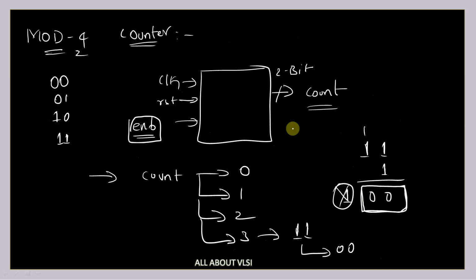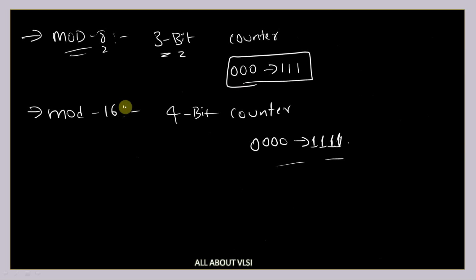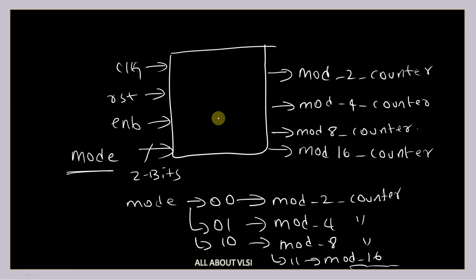In our previous session, we started with your mod 4 counter design, where we saw how to design this counter, and how to design your mod 8 counter and mod 16 counter. We also tried to design a model which behaves as a mod 2, mod 4, mod 8 and mod 16 counter, depending upon your mode signal. That design we have seen in our previous session, and the links are also posted in the group. You can check it out. So all this we have discussed in our previous sessions.